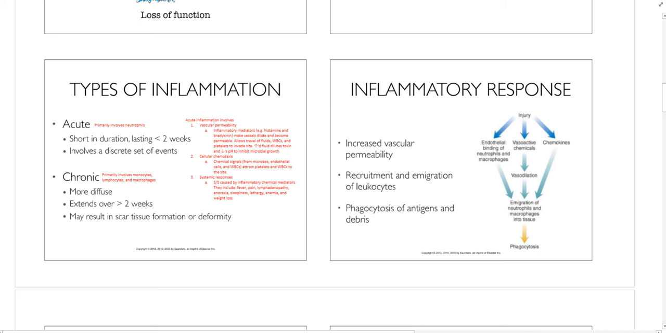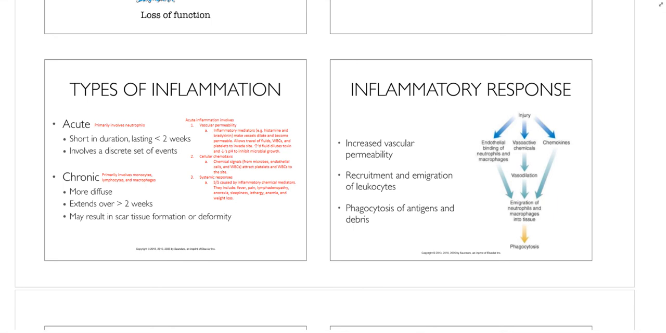And then inflammation can also become a chronic situation that extends over more than 2 weeks generally, and it's more often a more diffuse issue rather than a localized pinpoint area that you can identify easily, and there's a greater chance of developing scar tissue from the severity of that injury.